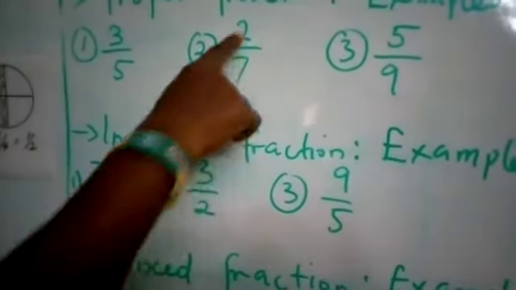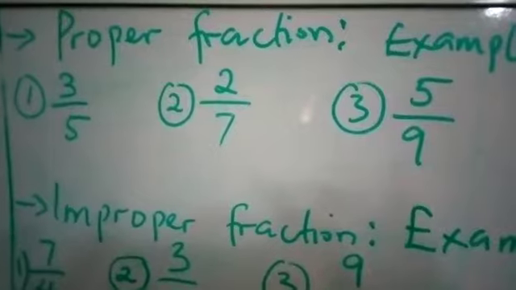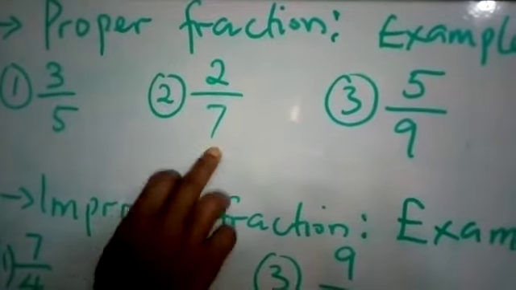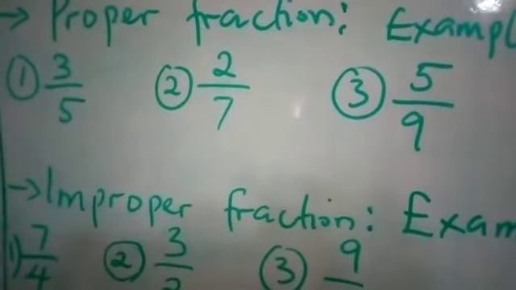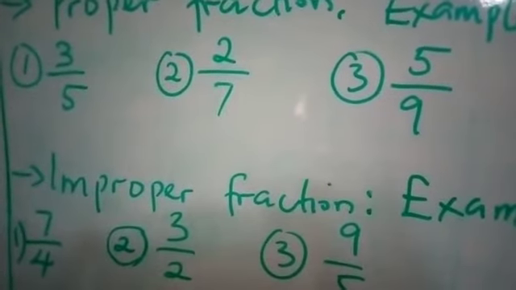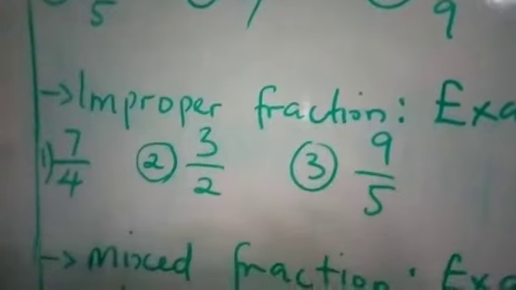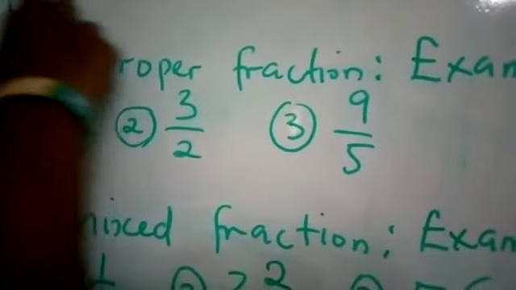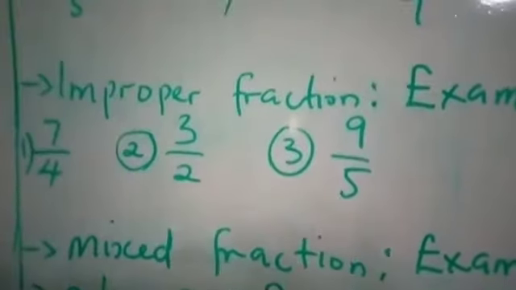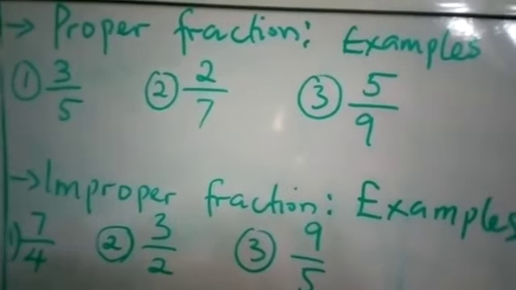Here, 7 carries 2 without trouble. It is proper because 7 is bigger than 2. Same here, 9 is bigger than 5, so it makes it proper. All these are proper fractions. You can give yourself work to write more of the proper fractions you can. But remember, your fractions must be at their lowest term.